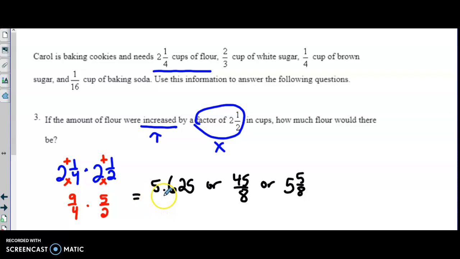But we did just type it into our calculator, and it told us it's either 5.625 cups, or 45 over 8 cups, or 5 5/8 cup. So let's go on to the next one.